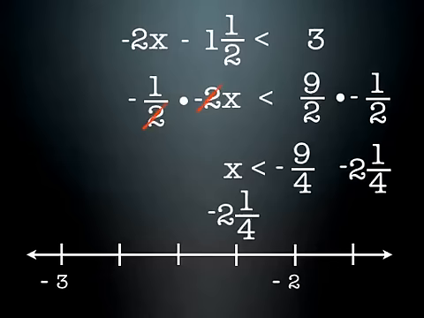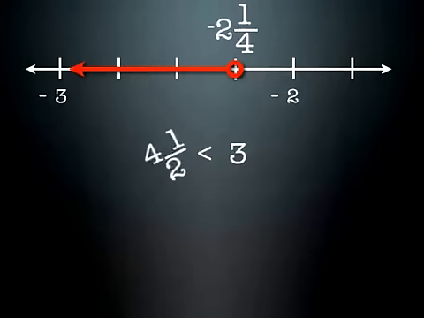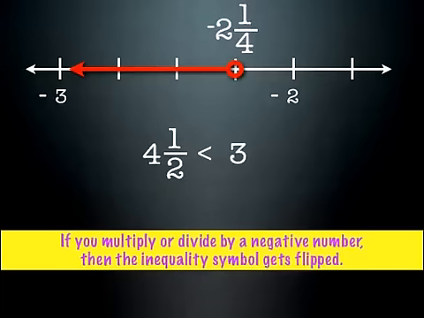Now, when I graph it initially, it looks like this, but when I replace my variable with a value, so here I have negative 3, you'll notice that the solution is incorrect. 4 1/2 is in fact not less than 3. It's actually greater than. And that's the takeaway from this lesson.